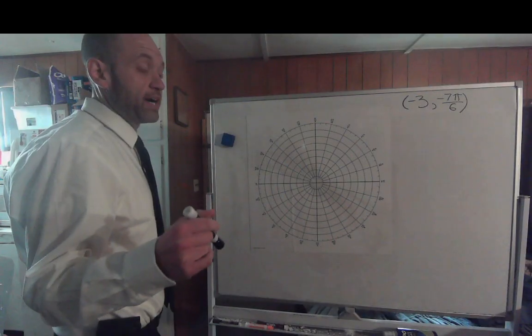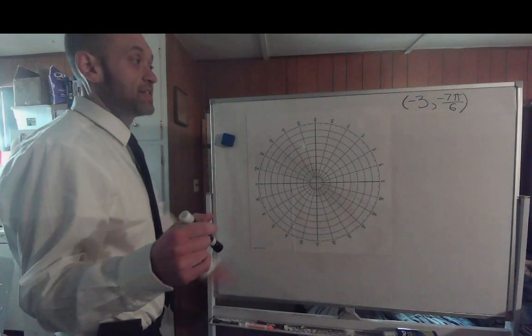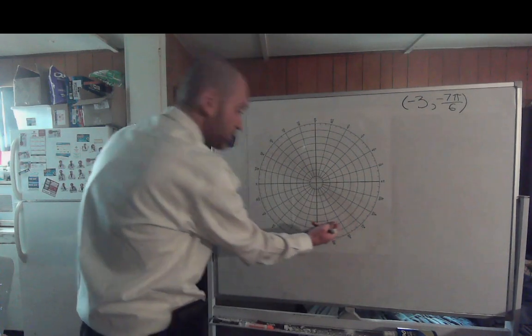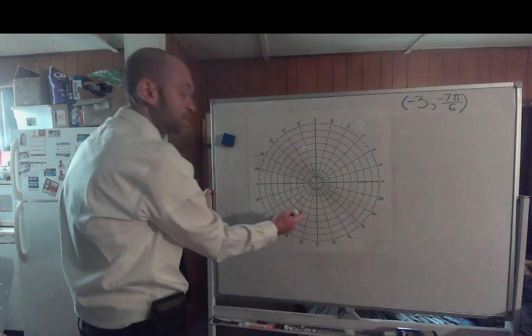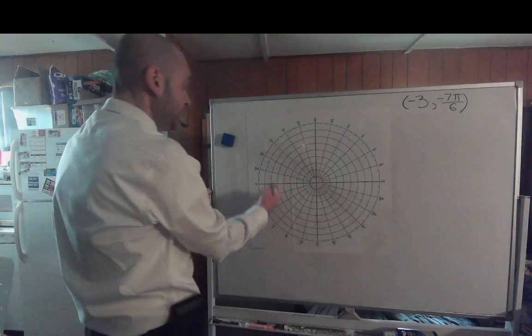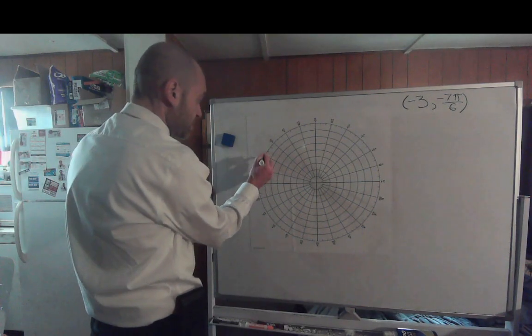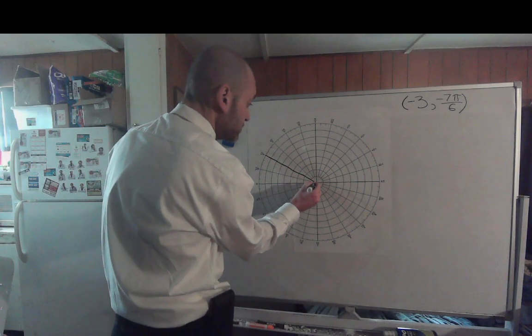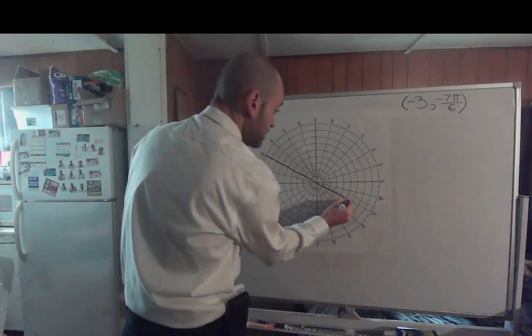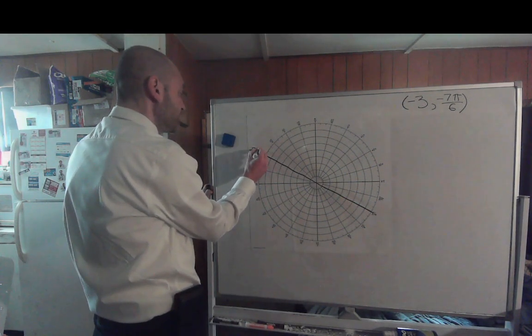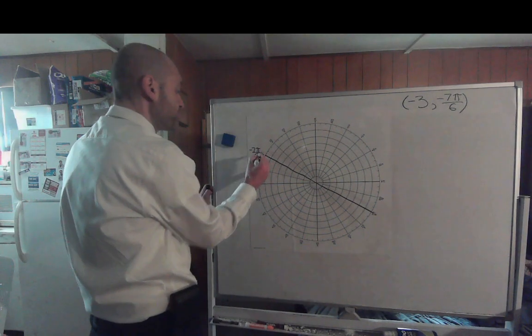-7π/6 would be in the second quadrant because you're starting here and working backwards, working clockwise. So that would be going in the negative direction. -7π/6 is right here, and we know we're going to have to go straight through to include the entire axis. So here's -7π/6.